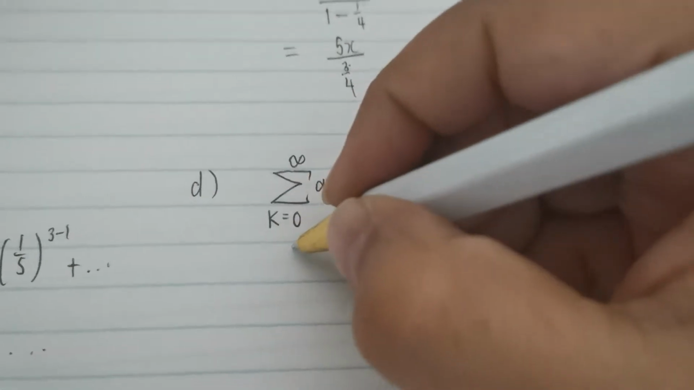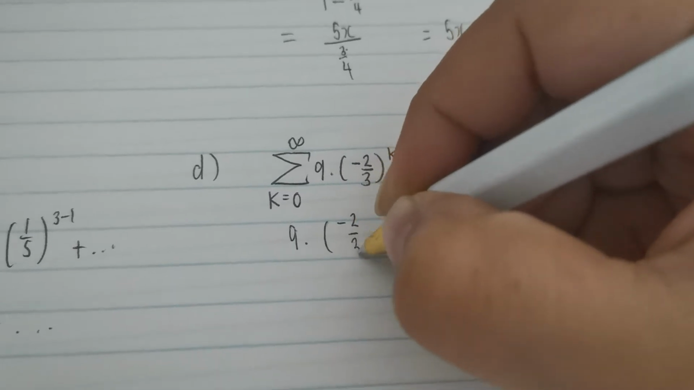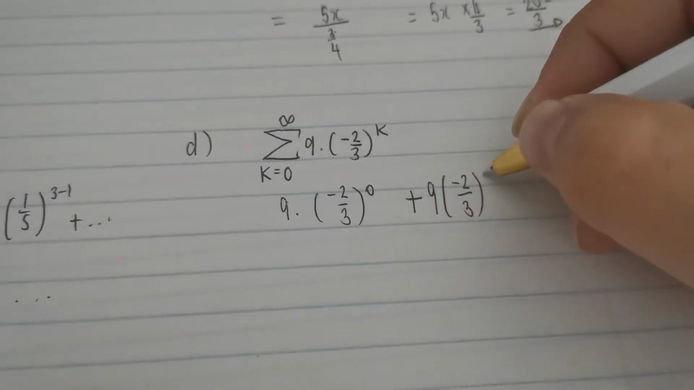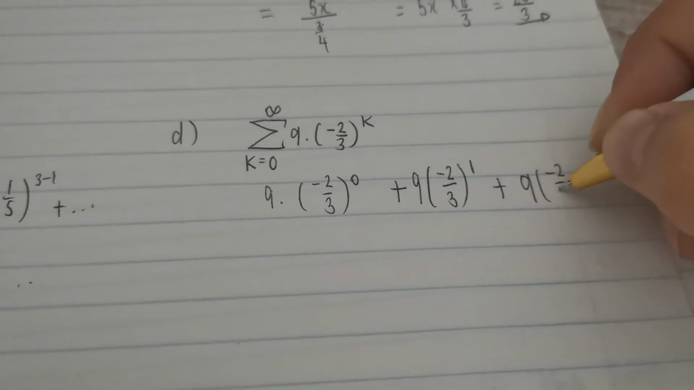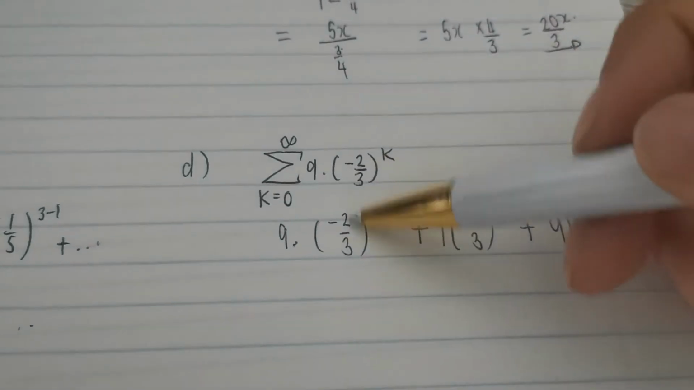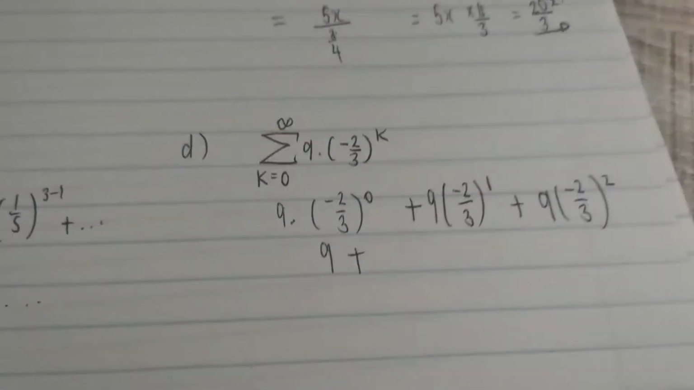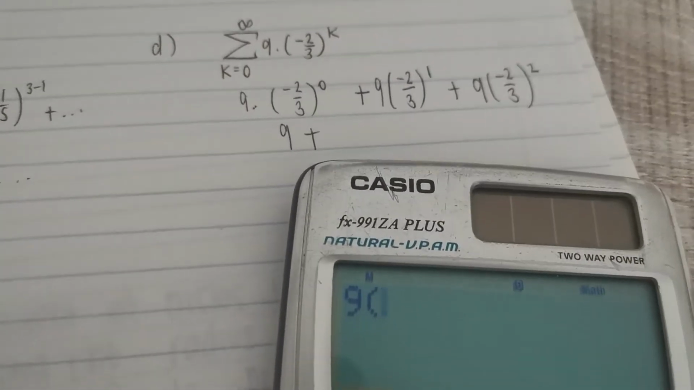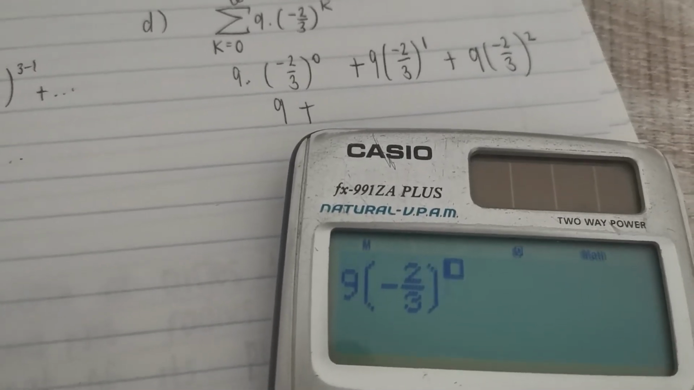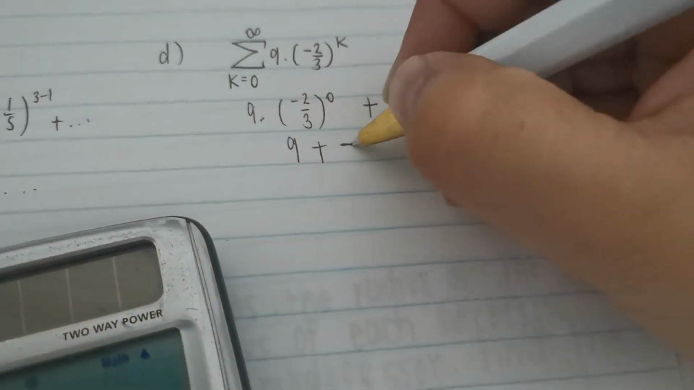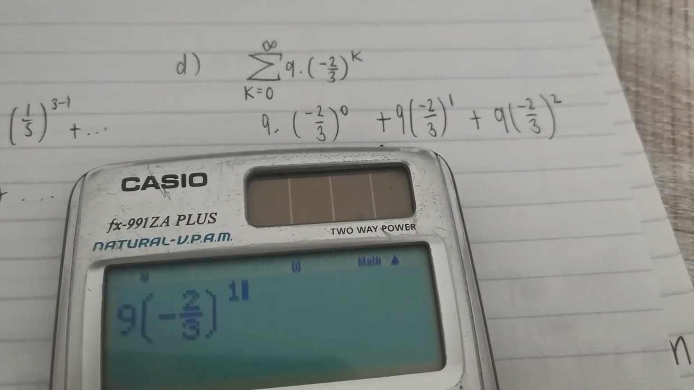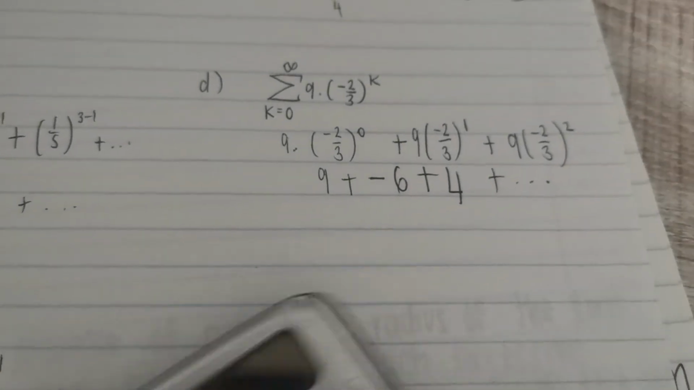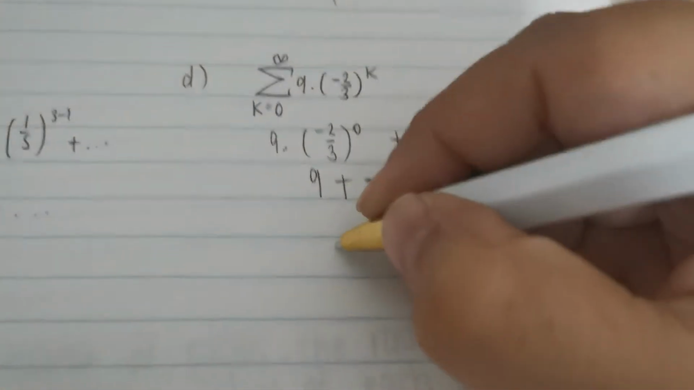Okay, I'm going to expand this. This one over here, it's 1. 9 times 1 is 9. This one over here is going to be negative 6. I'm double checking. 9 times negative 2 over 3 to the 1. There we go, negative 6. And the last one is plus 4. Alright, last one from what I wrote. The number continues and continues.